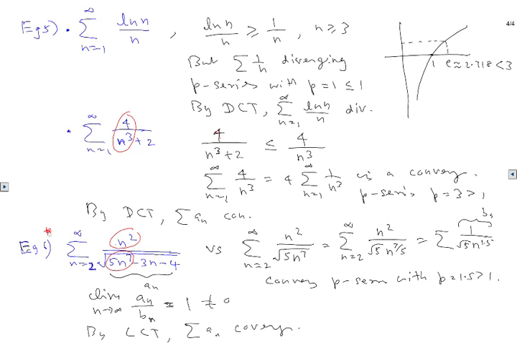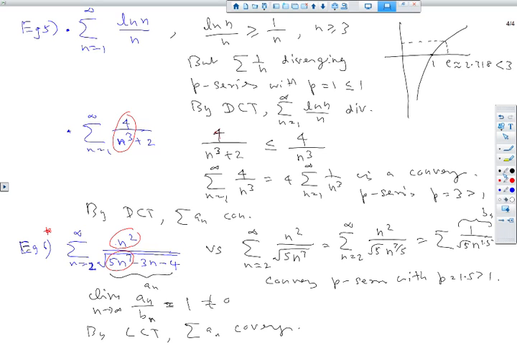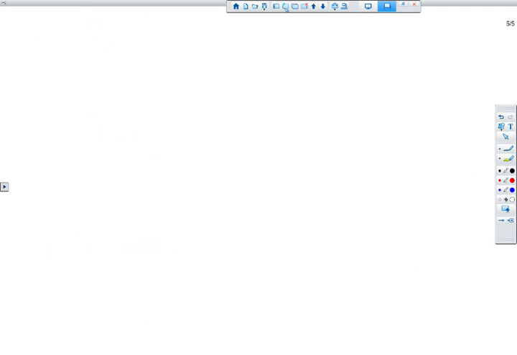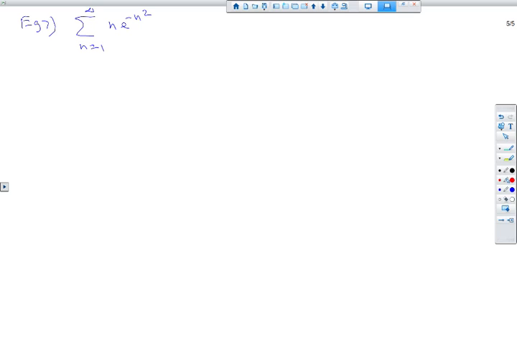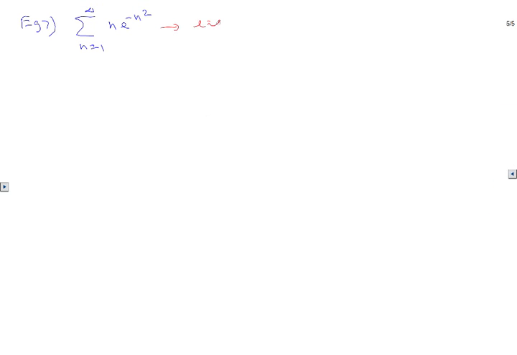So let's go to number 7. How about this series? Let's do this one. Example number 7. Sigma n going from 1 to infinity, n e to the negative n squared. If you see these kinds of expressions, one thing that you notice is it's easy to integrate.